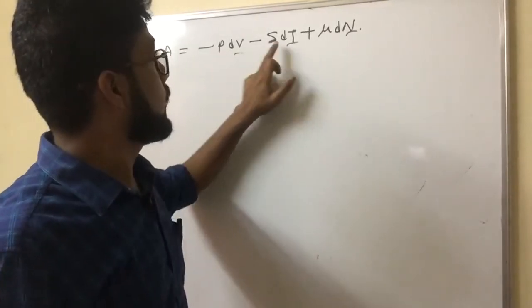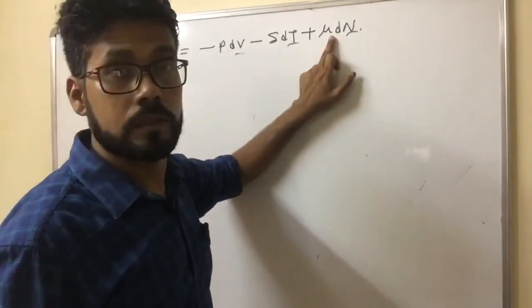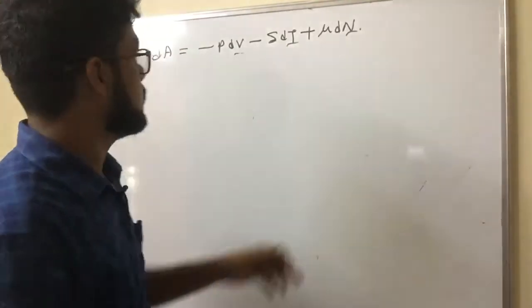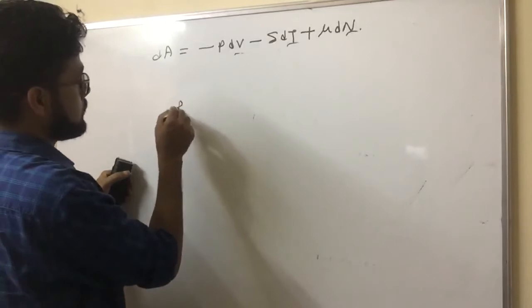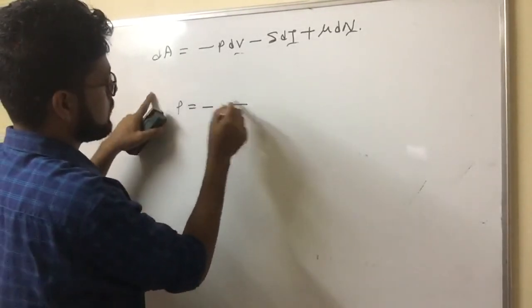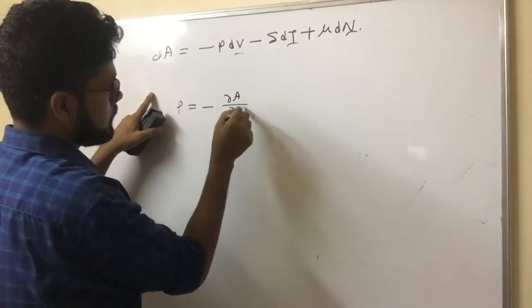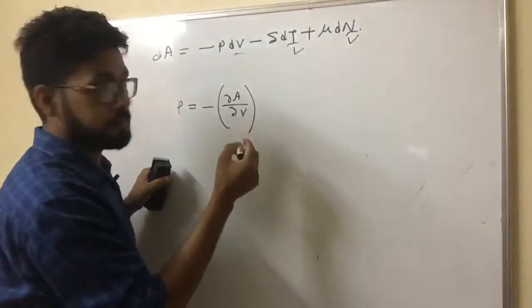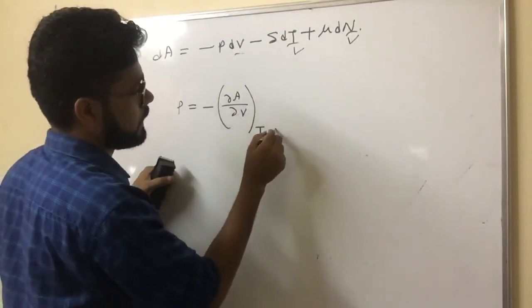P, S, U. Can you calculate? So if I take the P, what is the pressure? dA by dV. If temperature is constant, dN is constant. Okay. Temperature constant and n is constant.